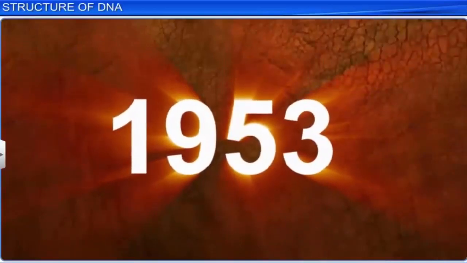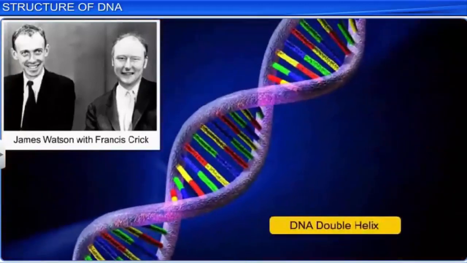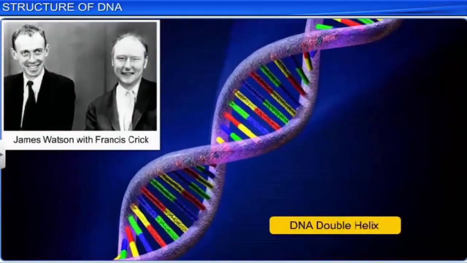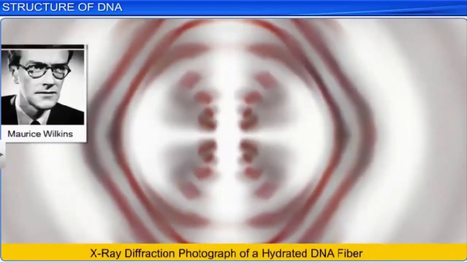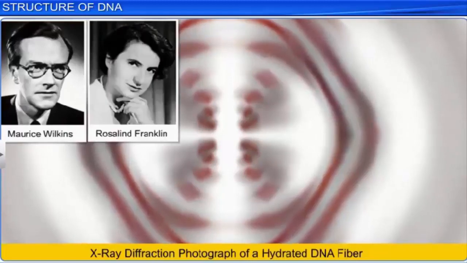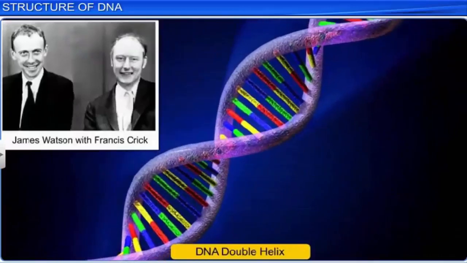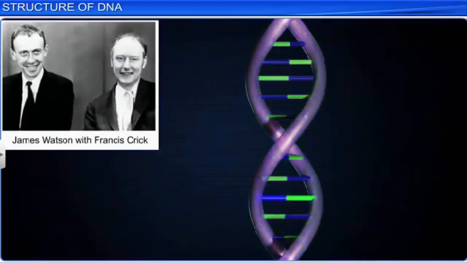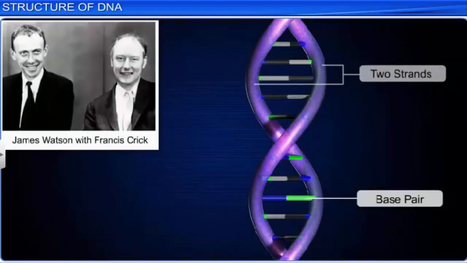Finally, in 1953, James Watson and Francis Crick proposed a simple double helix model for the structure of DNA. They did this with the help of the X-ray diffraction data that was created by Maurice Wilkins and Rosalind Franklin. Further, James Watson and Francis Crick proposed that base pairing existed between two strands of polynucleotide chains, which was a distinctive attribute of their proposition.